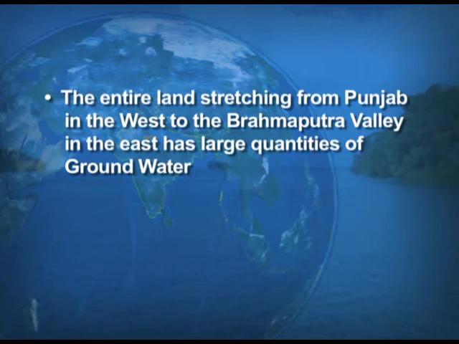The entire land stretching from Punjab in the west to the Brahmaputra valley towards the east. So that means children, this is a long stretch of the northern plains in the country, which are made up of soft rocks called sedimentary rocks.